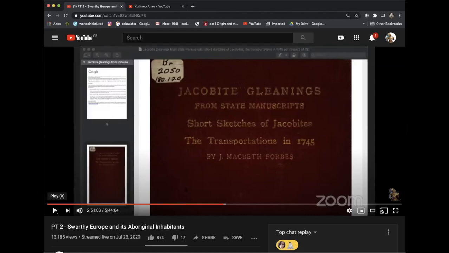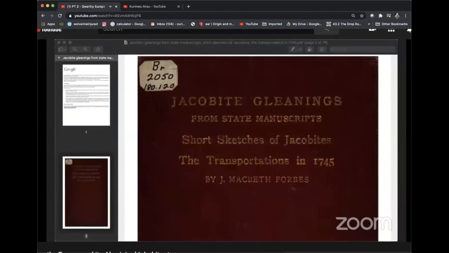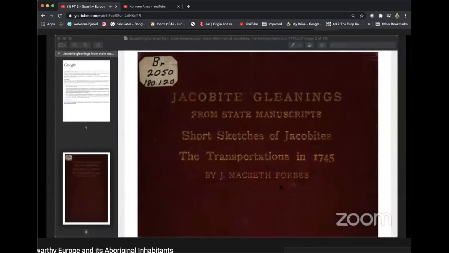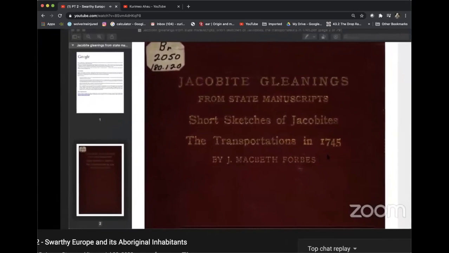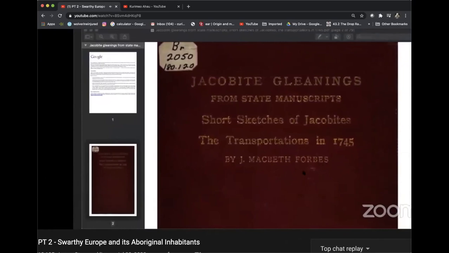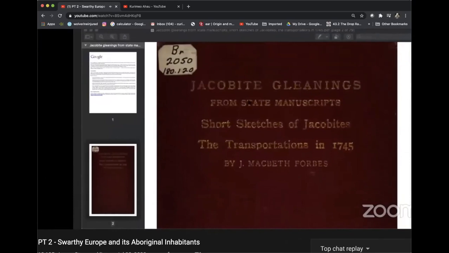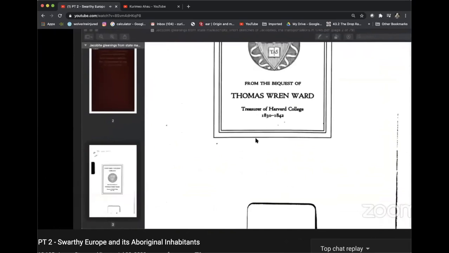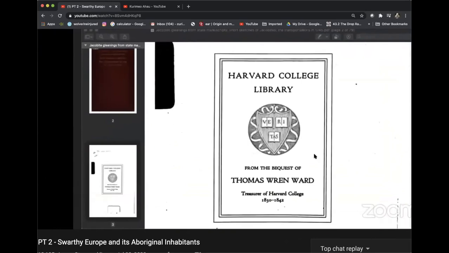All right. It's called The Jacobite Gleanings from State Manuscripts, Short Sketches of Jacobite Transportations in 1745 by J. Macbeth Forbes. I actually have the passenger list, the ship list from 1745 of the Jacobites. And there's something very interesting in here. This is from the Harvard College Library, from the bequest of Thomas Rand Ward.